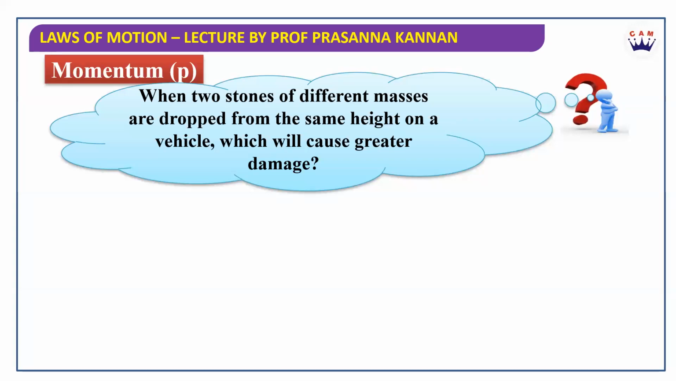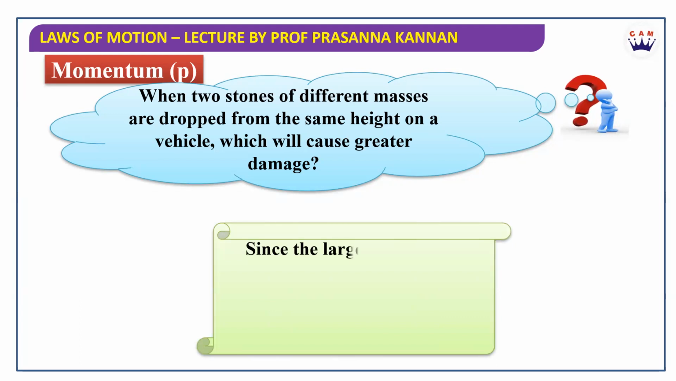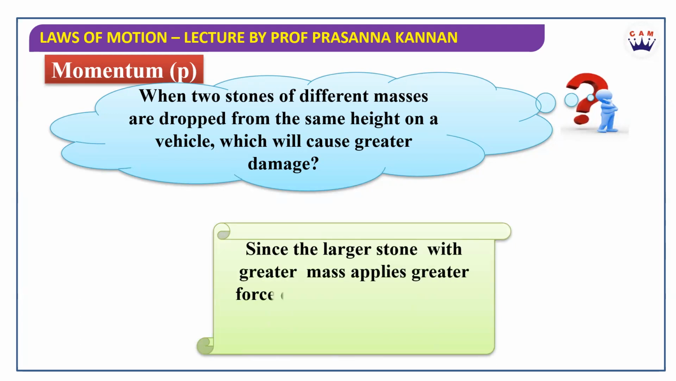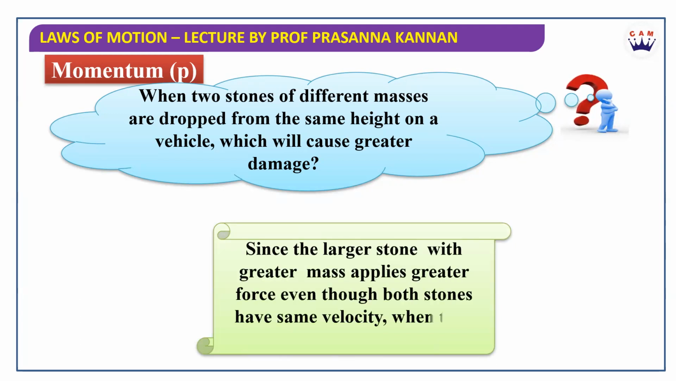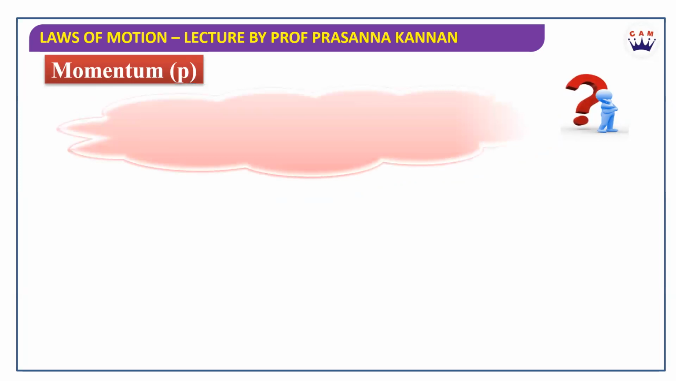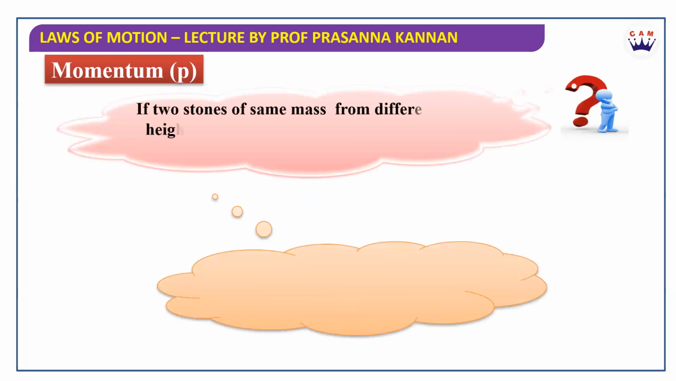Guys, come on, tell me. If two stones of different masses are dropped from the same height, which one will cause greater damage? Talk about the one which has more mass, because momentum will be greater. Greater the momentum, greater will be the damage. So the larger stone with greater mass will have greater impact because it will create more force. They will hit the ground with the same velocity.